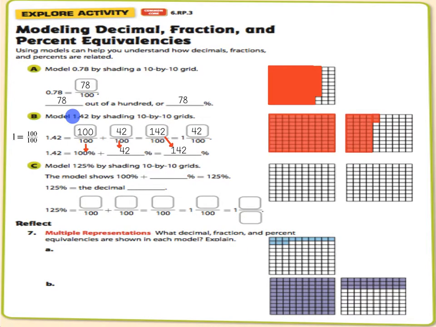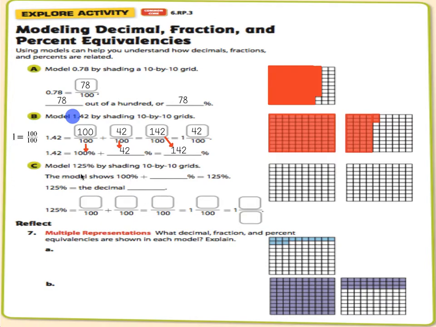Think about if you have extra credit on a test, sometimes you get 103%. Well, that means that you got the entire test correct plus another 3%. So let's say that test was out of 100. You got 100 questions right plus another 3 questions that were extra credit. So you got 103%. You got more than 100.